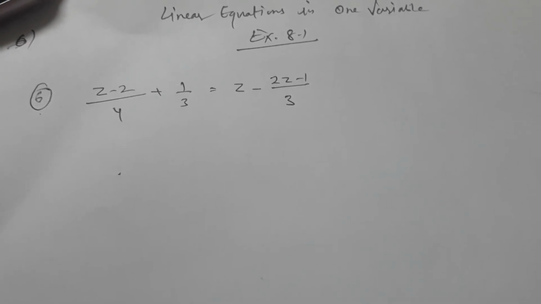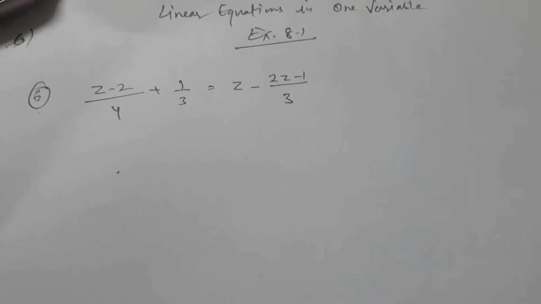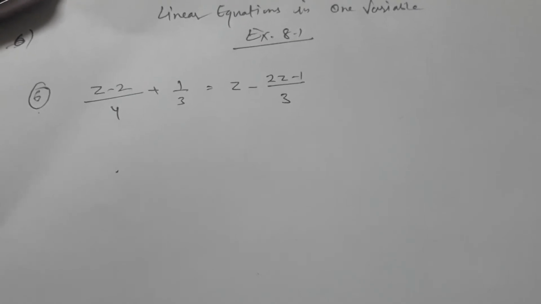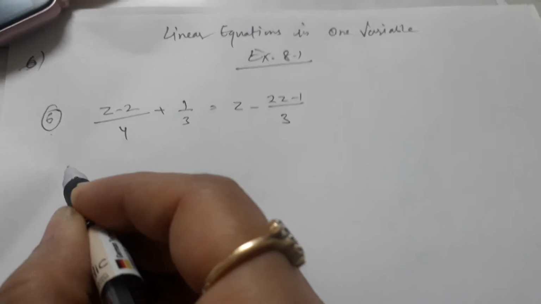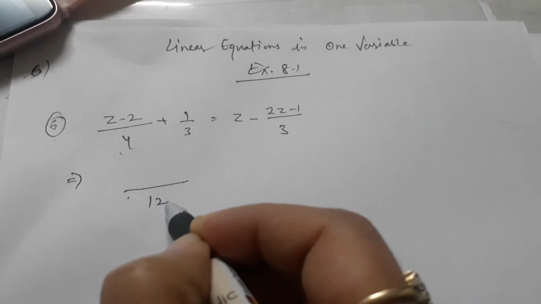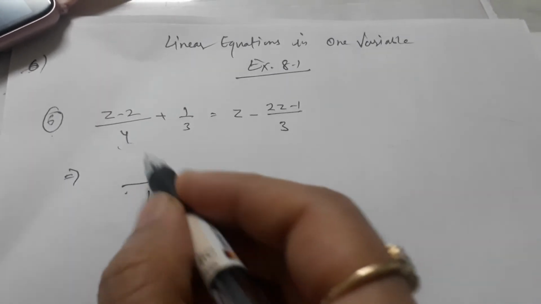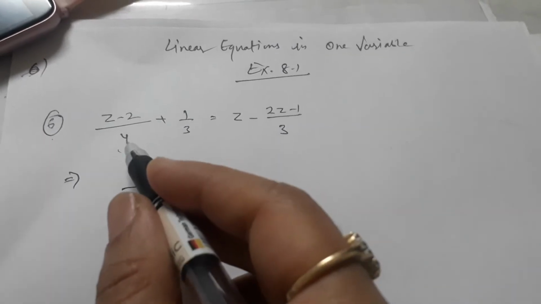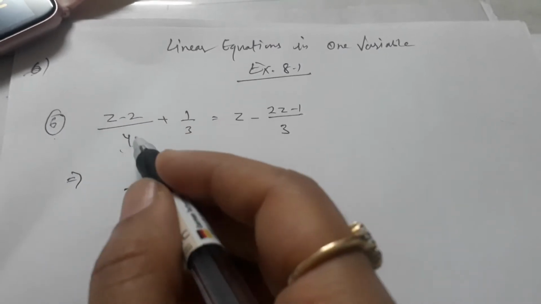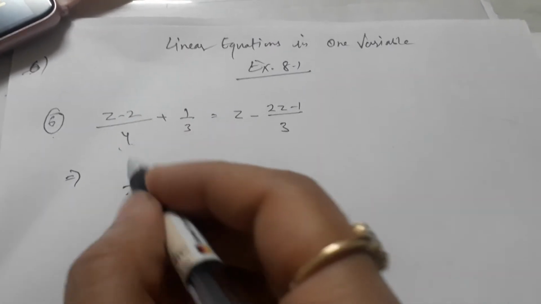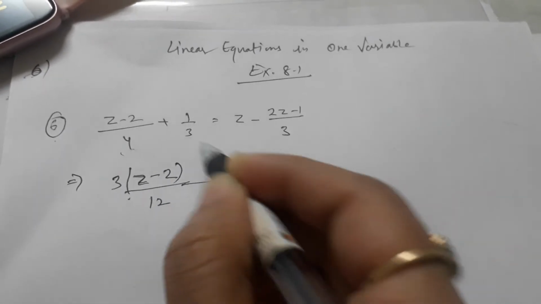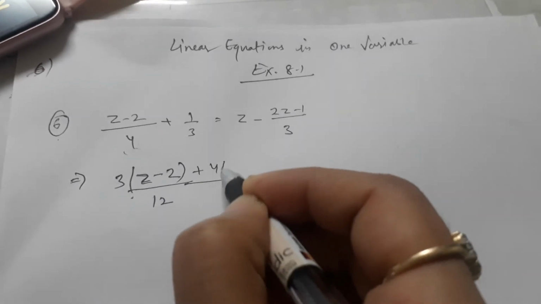So in question number 6 we have been given (z minus 2) by 4 plus 1 by 3 equal to z minus (2z minus 1) by 3. So how to solve it? First of all, we will take the LCM of both these denominators. So LCM would be 12. Now this 12 will be divided by this 4, and that answer will be multiplied by z minus 2. So 12 divided by 4 comes as 3, and 3 will be multiplied by z minus 2, plus again 4 into 1.